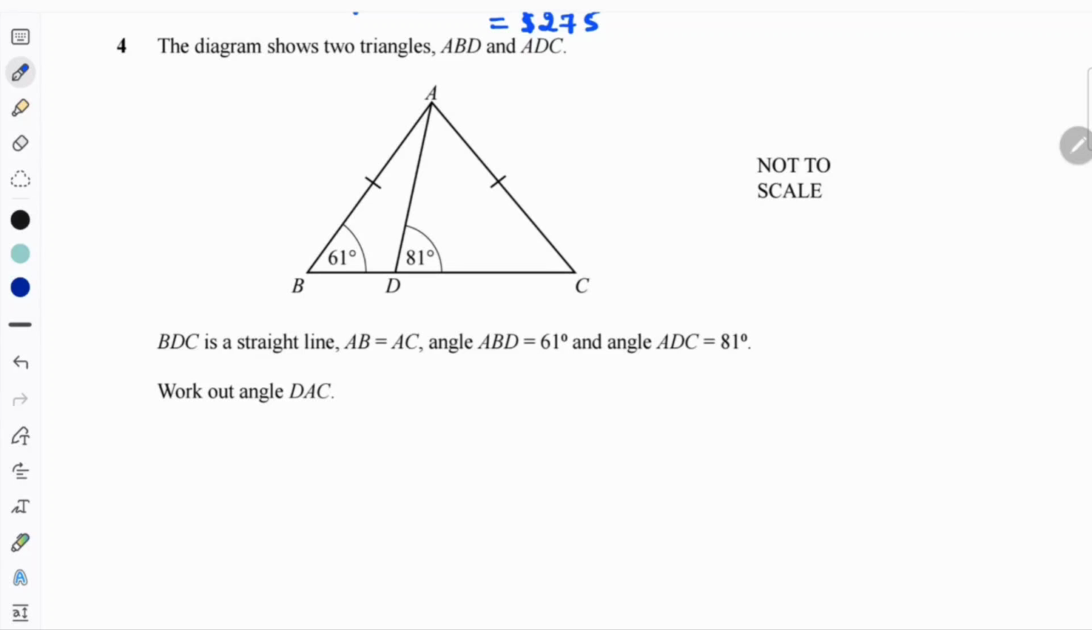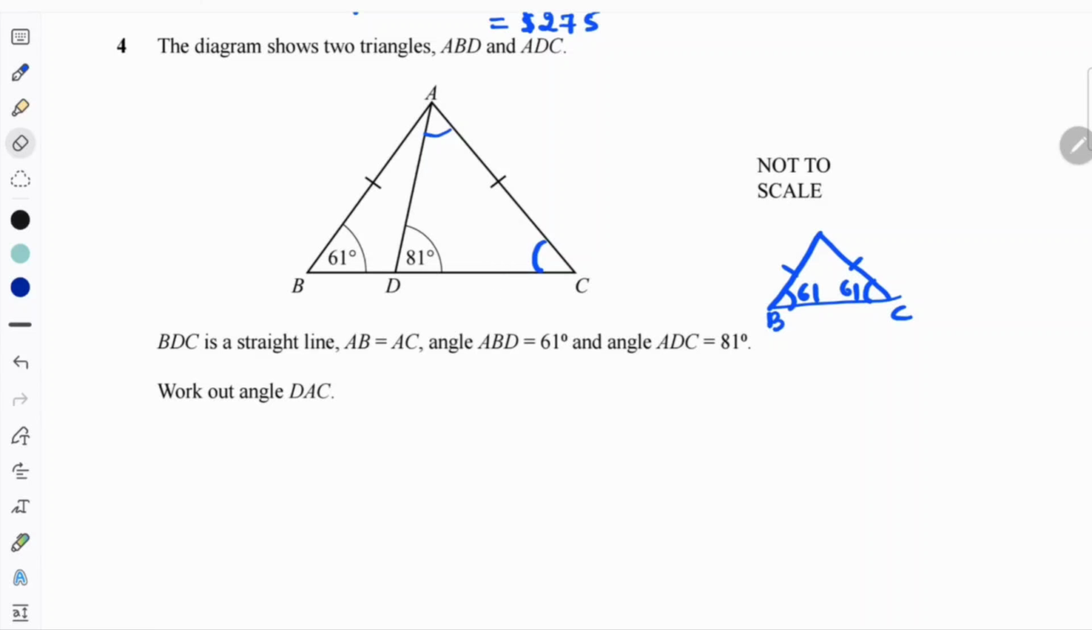Question number 4. The diagram shows 2 triangles ABD and ADC. BDC is a straight line. AB equals AC. Angle ABD is equal to 61. Angle ADC is equal to 81. Work out DAC. DAC means this angle is required. If we find out this angle, the question becomes easier. The equal lines mean an isosceles triangle. If B is 61, then angle C will also be equal to 61.